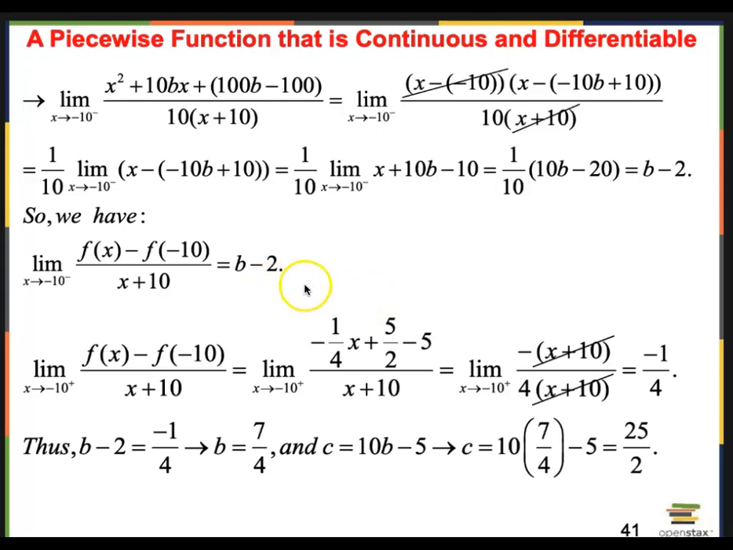Here we're looking at it from the left side. We end up with b minus 2 equals negative 1/4. So b ends up being 7 over 4. We know c, so now I can substitute my b into that 10b minus 5 and come up with 25 over 2.